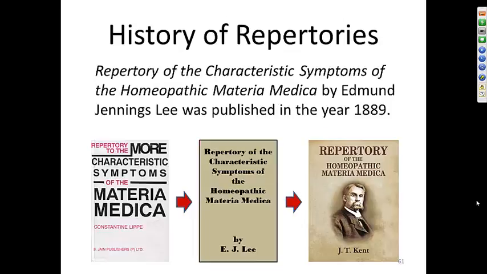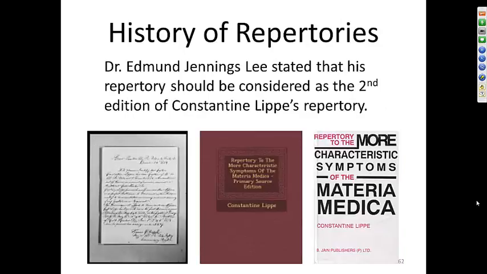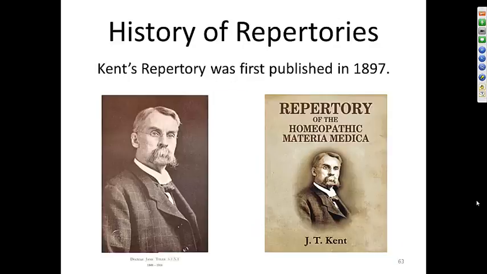And then the Repertory of the Characteristic Symptoms of the Homeopathic Materia Medica by Edmund Jennings Lee is taken from the Constantine Lippe repertory, and that's published in 1889. And then Edmund Jennings Lee stated that his repertory really was just a second edition of Constantine Lippe's repertory. And then the Edmund Jennings Lee repertory went into Kent's first edition of the repertory, which was published in 1897. So this is the historical development of that repertory.